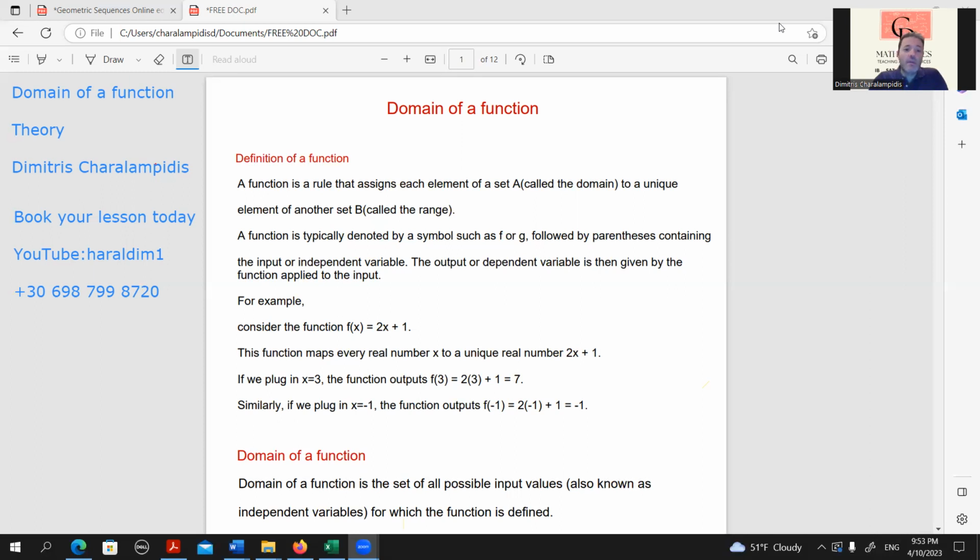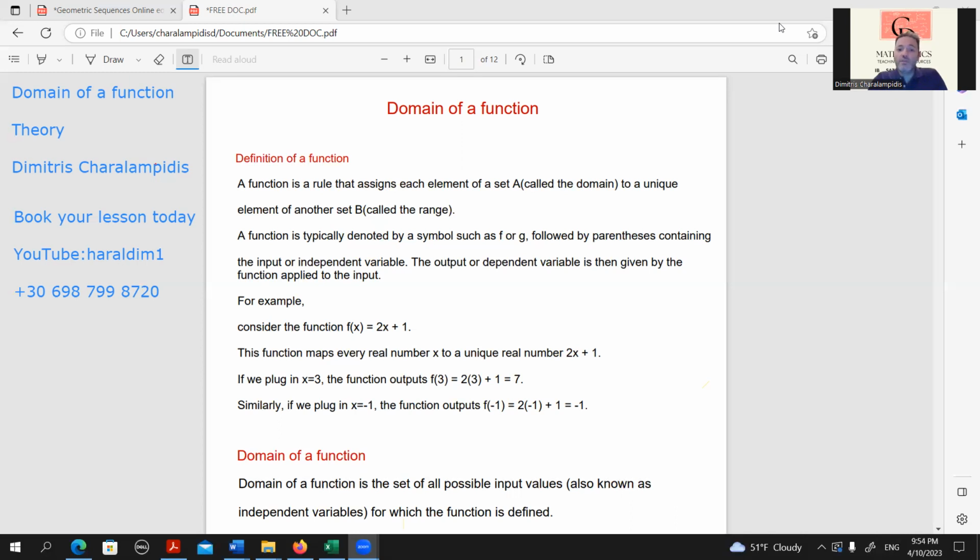Let's see an example on that. Consider the function f of x equals 2x plus 1. This function maps every real number x to a unique real number that can be taken through the calculations of 2x plus 1. For instance, if we plug in x equals 3, the function outputs the value f of 3, which is equal to 2 times 3 plus 1, which is equal, of course, to 7. Similarly, if we plug in x equals -1, the function will output the value f of -1, which is taken by 2 times -1 plus 1, which is equal to -1.